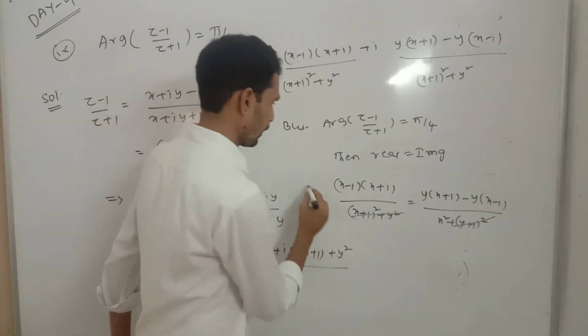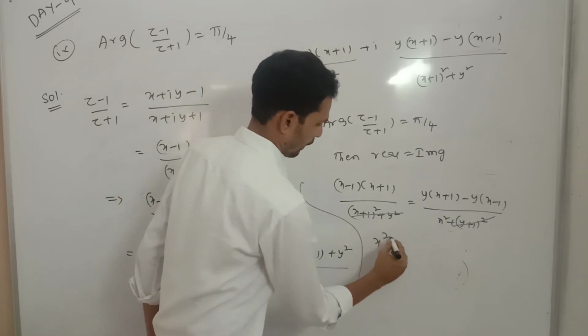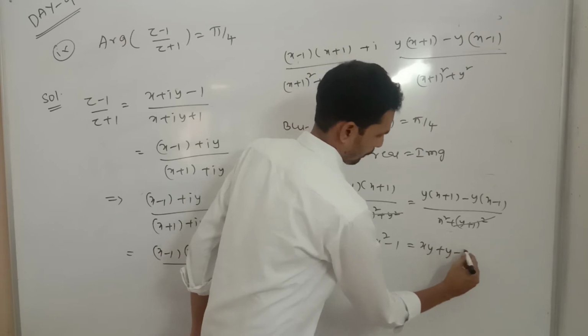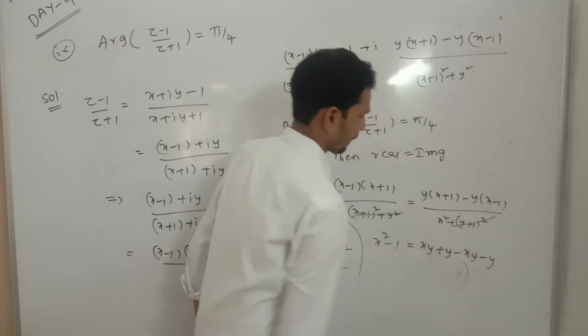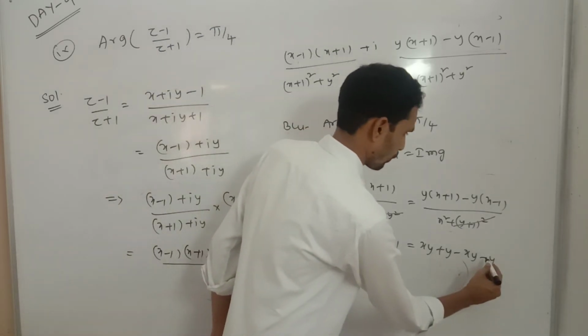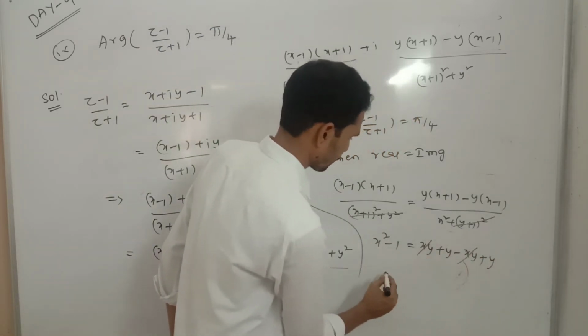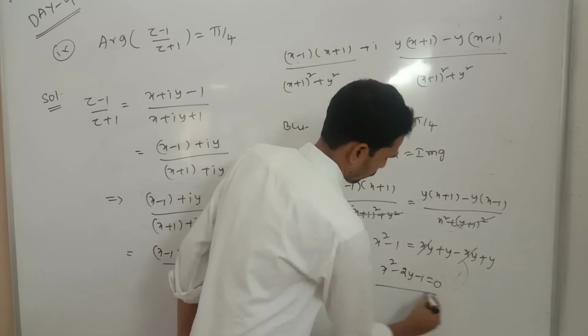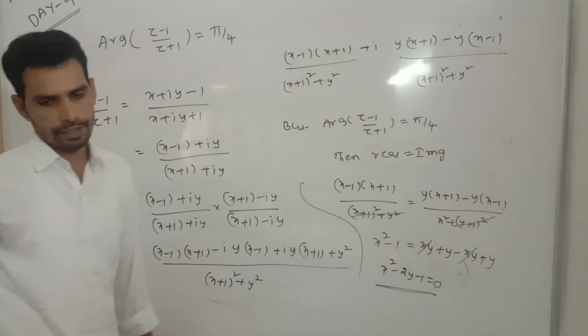Now simplification: we get a square minus b square here. What is the value? xy plus y minus xy minus y. xy gets cancelled, minus of y minus 1 means plus y. Only xy gets cancelled. x square plus y square minus 2y minus 1 is equal to 0 is the given equation.